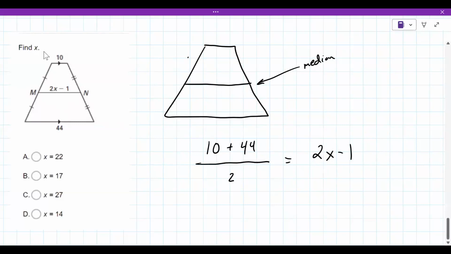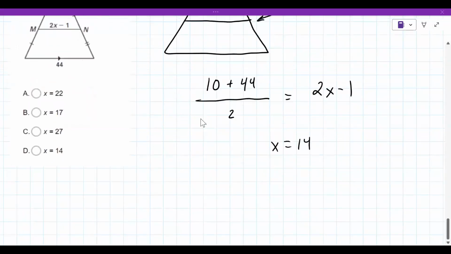So this would be 10 plus 44 divided by 2, which gives me 27. And then 27 equals 2x minus 1. I would add 1 to both sides, which gives me 28 equals 2x. Divide both sides by 2. 28 divided by 2 is 14, I believe. So x is 14. Good. But this is pretty easy. I think I remember this stuff.